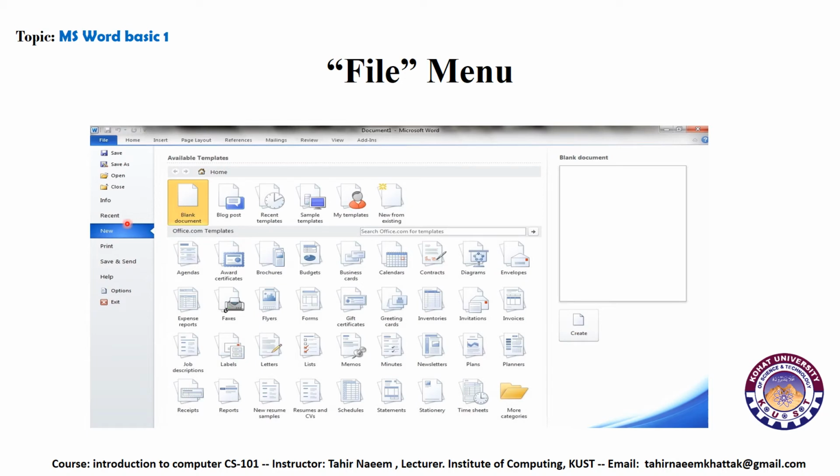Here also, if you want to open a document which we have recently used, then we can locate it in recent documents, and it will be shown here. There are other options like save, save as, open, close, print, save and send, help, options, etc. We will discuss them later on one by one. Here I am giving you a rough idea that the file menu contains those options, and we can select them from here.